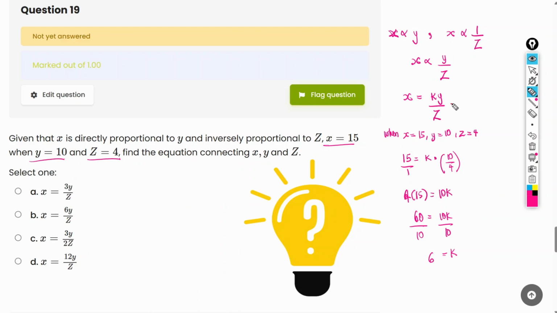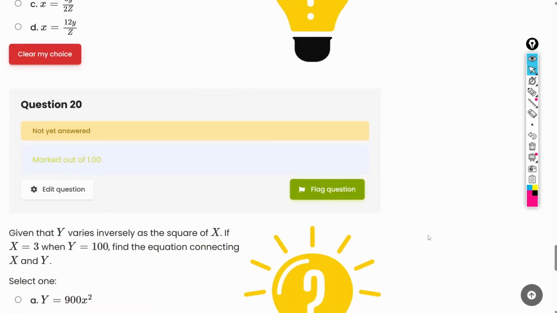That means I can rewrite this as x is equal to 6, substituting k in, 6y over z. That's the actual relationship right there that we can use to solve any other problem. But in this case, they are asking us for just the relationship, and that is option B, 6y over z. That's 19. Let's take on 20.